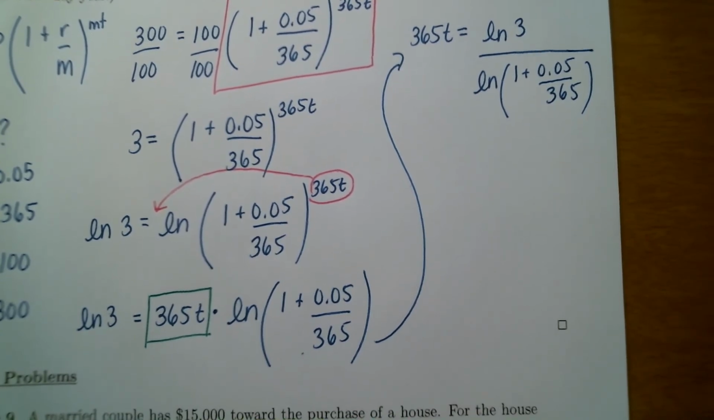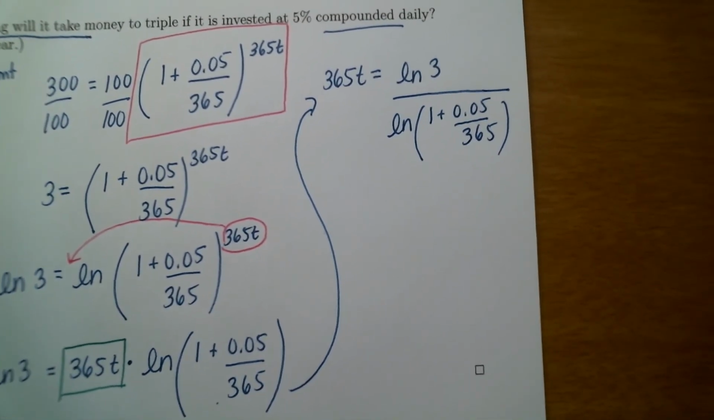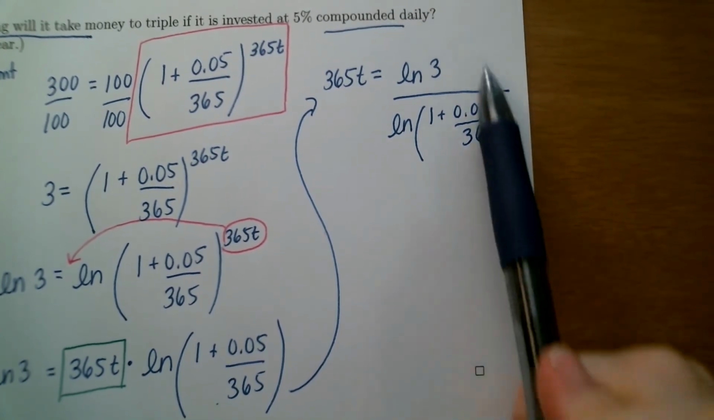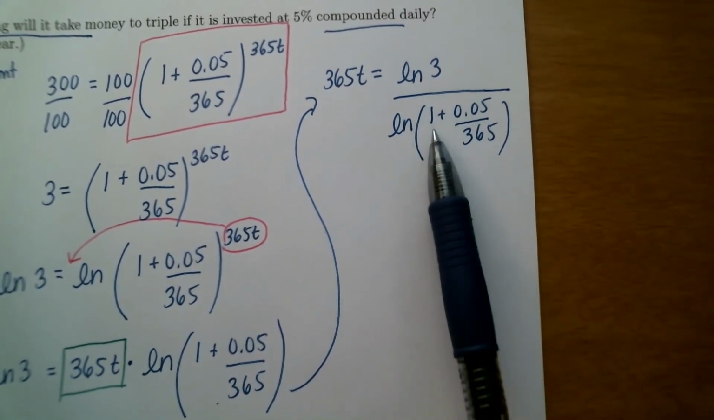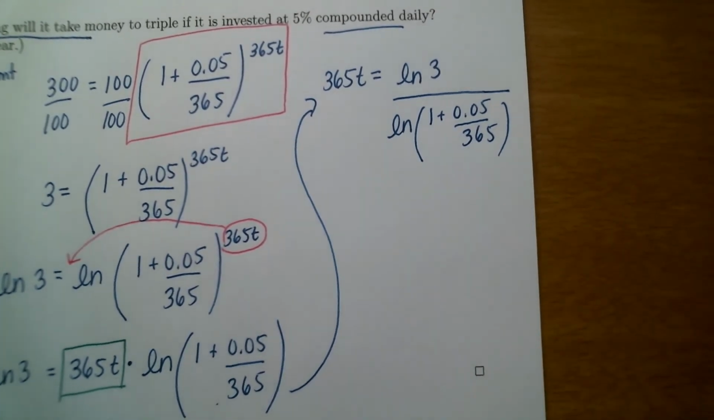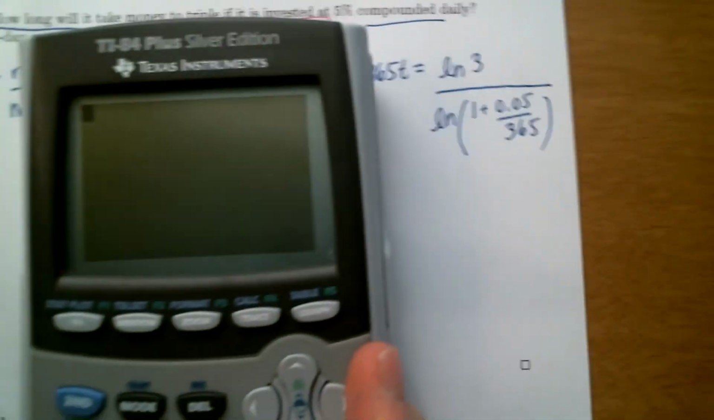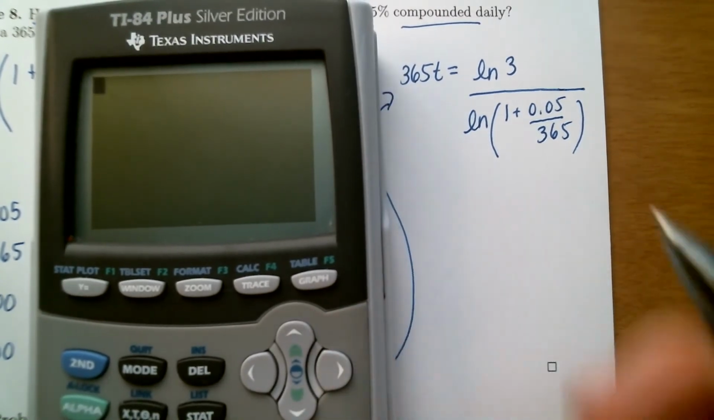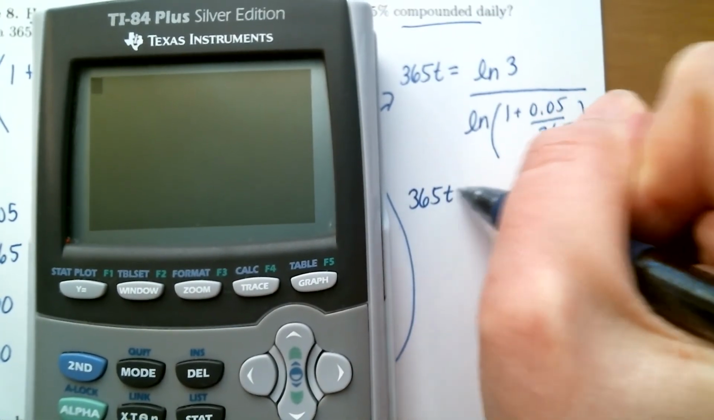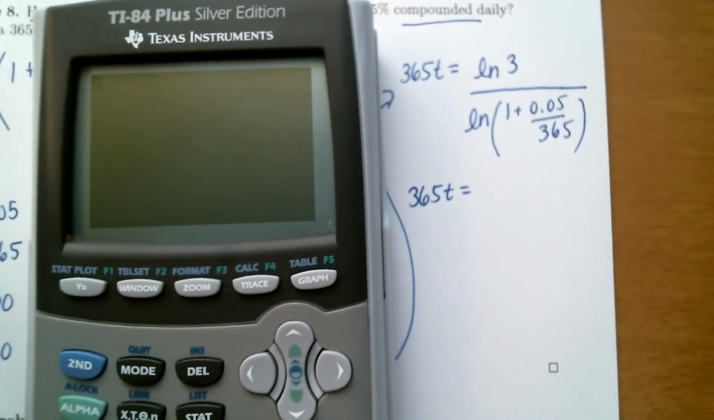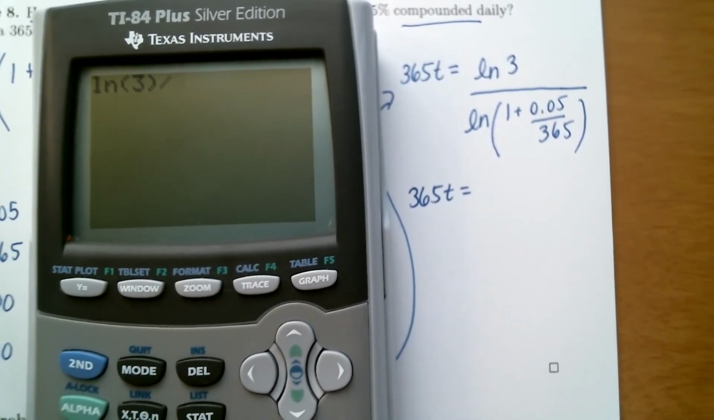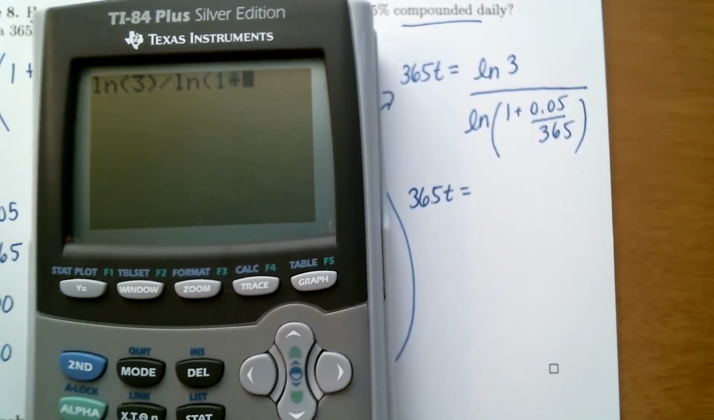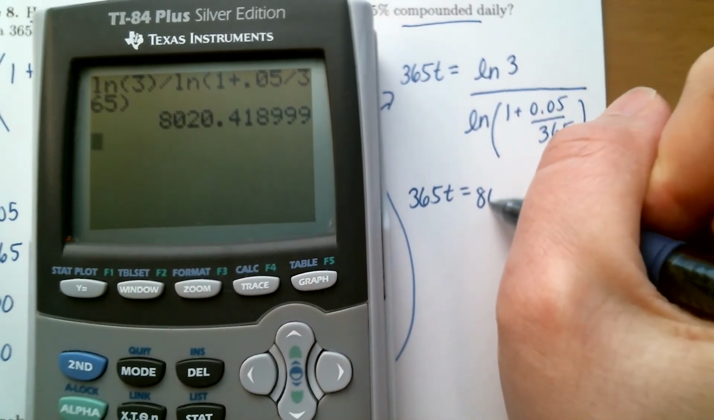All right, so now this is actually going to be a number. We can punch it into our calculator. So let me grab my calculator and let's punch this in. This is going to give us the value of 365t, because we're solving for 365t, not just for t. I'll show you why as soon as we get this number. So we're going to do natural log of 3 divided by natural log of 1 plus 0.05 divided by 365. That's how you would enter it in. Hit the button and you're going to get this ugly decimal.